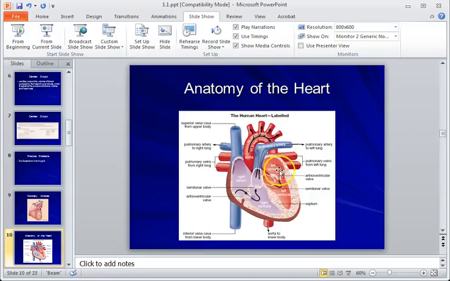And the first thing I need you to notice is that one side of the heart here, the left side of the heart, is actually on the right-hand side of your diagram. That's not a typo. It's because if you were looking at this heart sitting in a patient's chest, this would be that patient's left side. This would be the patient's right side, right? So it's a mirror image.